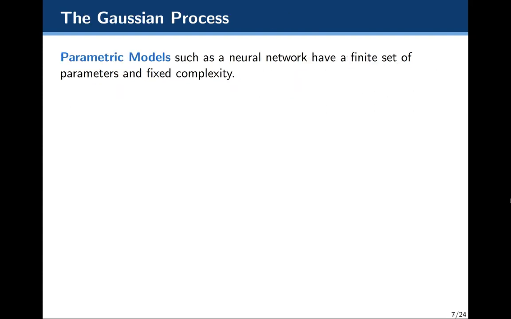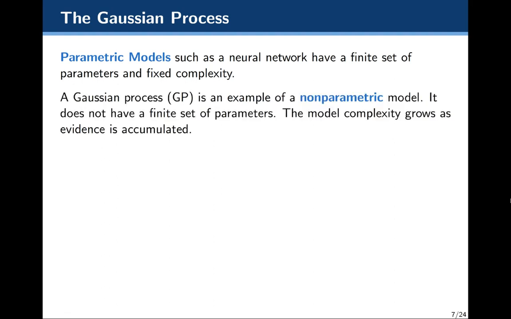So what is a GP? Well, let's talk a little bit about it before we look at the formal definition. You may have heard of a neural network, right? Another model that's very popular in machine learning right now. And a neural network is an example of a parametric model. So a parametric model has a finite set of parameters and fixed complexity. So what that means is once we've specified our model, the complexity of our model is fixed. It can't change at all after that.